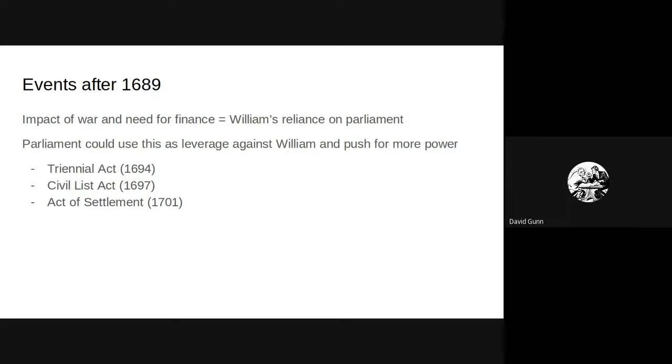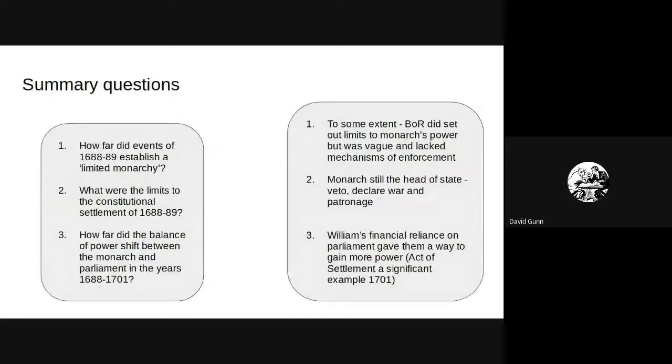constitutional settlement, 88 and 89, as I said before, is one story. If you're going up to 1701, I think it's a slightly different story. I think the balance of power does shift. So just in summary, here are some summary questions that you could think about. And I've put the answers on there for me to run through, but you could develop these a little bit.